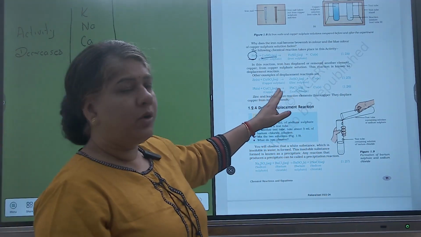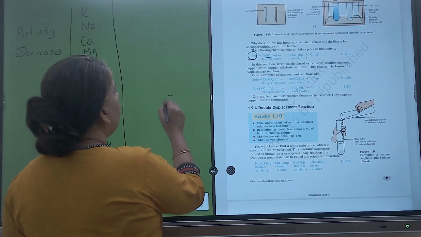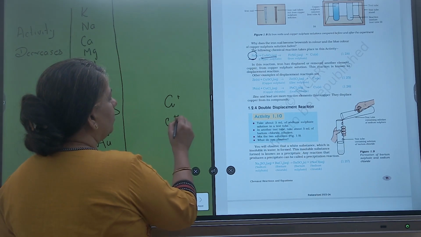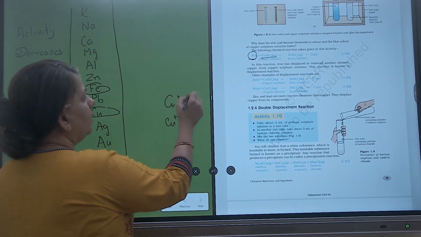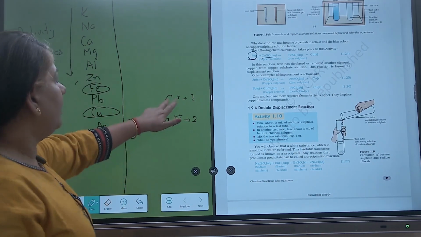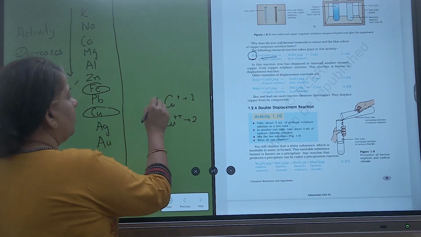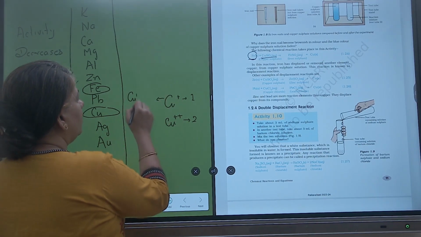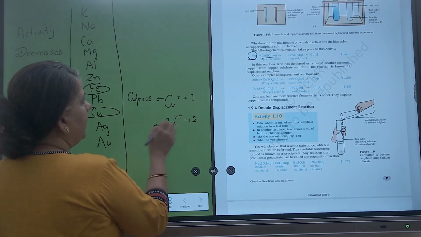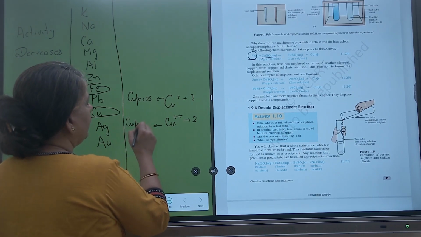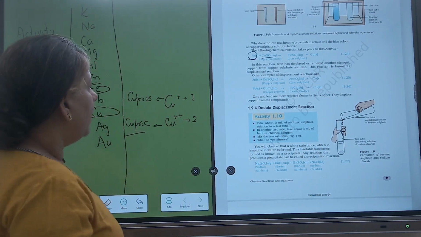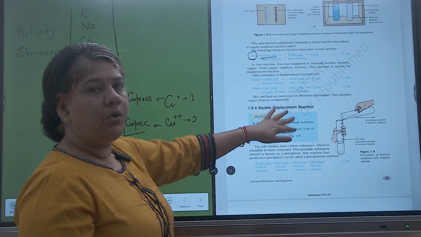Now, with copper chloride or cupric chloride. Copper exists as +1 and +2. That is, in the +1 state its valency is 1, and in the +2 state its valency is 2. When copper is in the +1 state, it is called cuprous. And when it is in the higher state, it is called cupric. So here we see copper is in the +2 state, hence it is called copper chloride or cupric chloride.